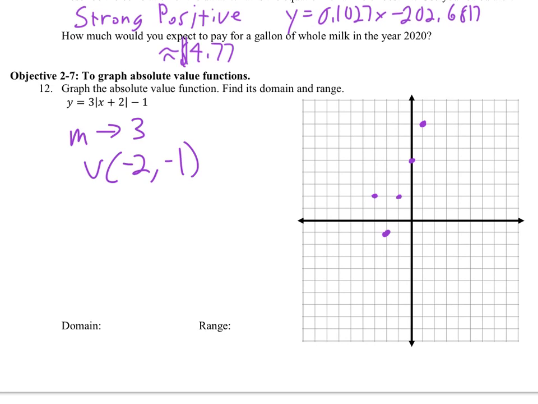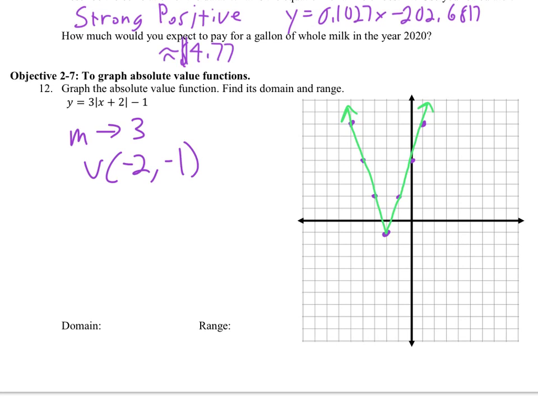So on the other side, we'll go up 3, left 1. So up 3, left 1. I might have said up 1, right 3. So up 3, right 1. Draw our V-shaped graph. It's going to look like that.